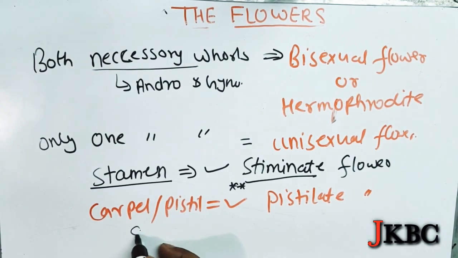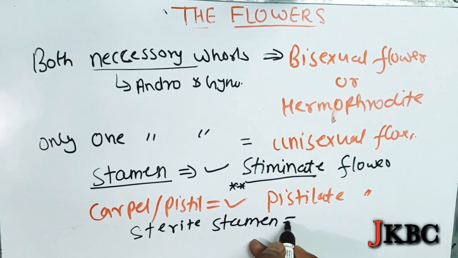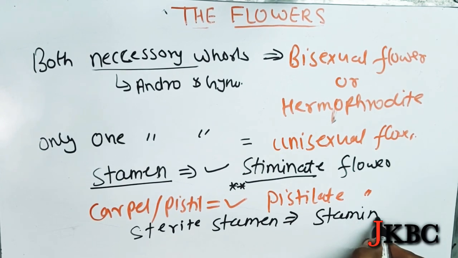And what is called a sterile stamen? The sterile stamen is called staminode. The staminode. Okay, so these are the important terms for your flower.